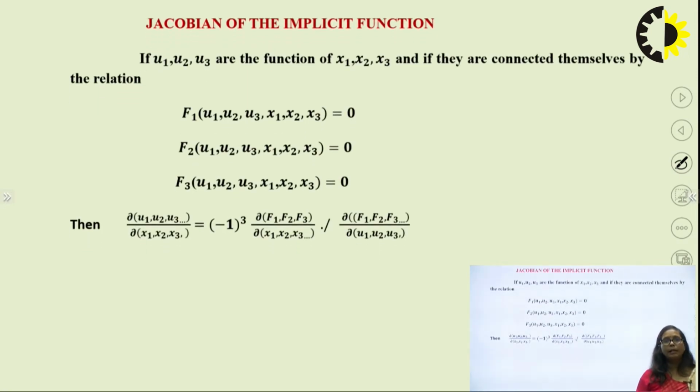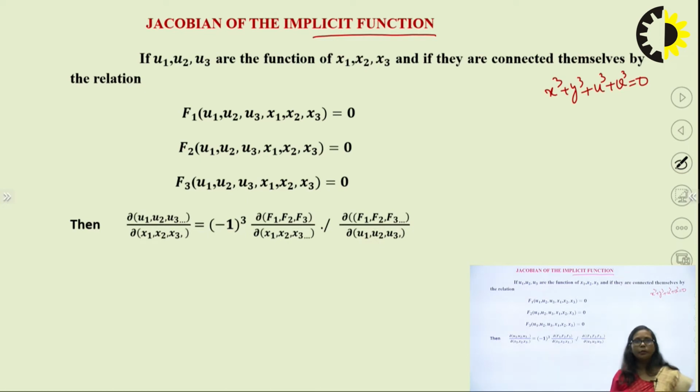What is the meaning of implicit function? First of all, implicit function means that x and y are connected by such a type of relation from which we can't write y either in terms of x, or x as a function of y. For example, if I write a relation like this, x cube plus y cube plus u cube plus v cube equal to 0, and I ask you to write x in terms of u and v, it's not possible to write x as a function of u and v. Or if I ask you to write u as a function of x and y, that's also not possible. So I say that this relation is an implicit relation.